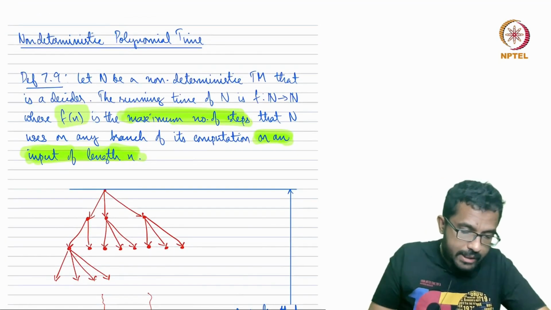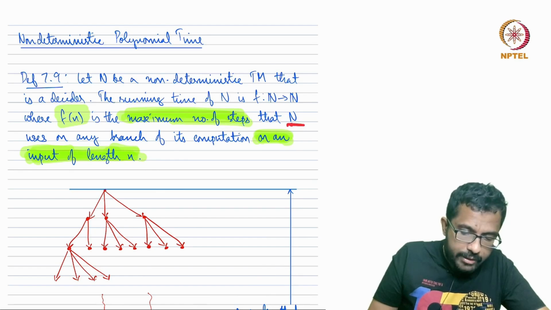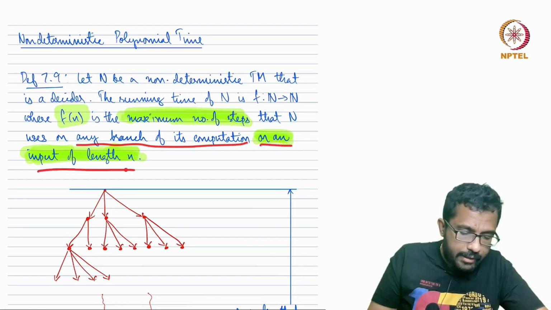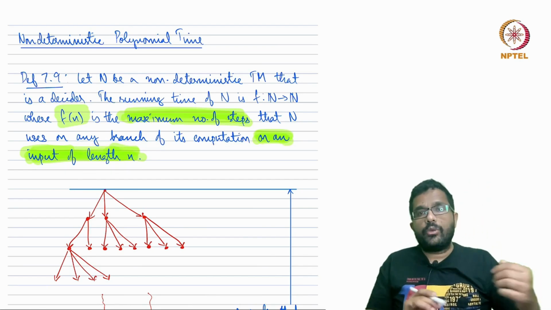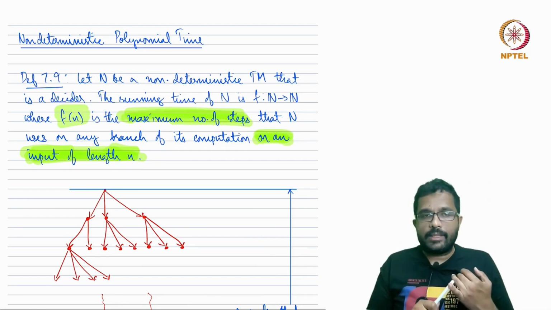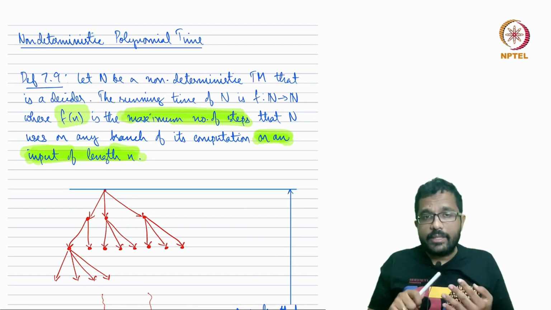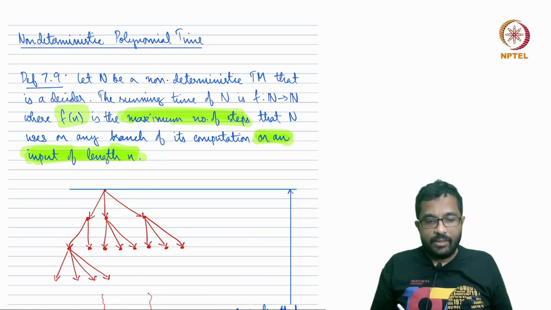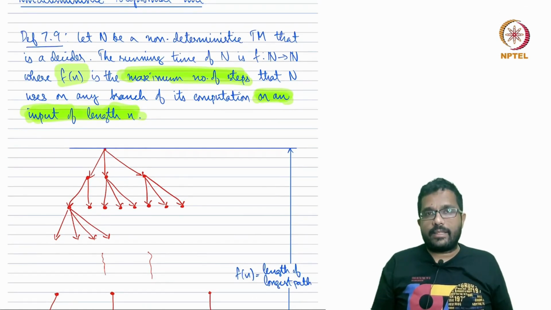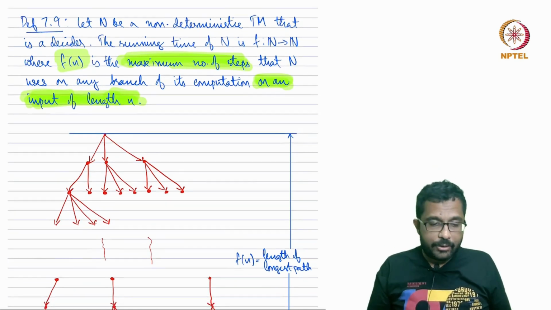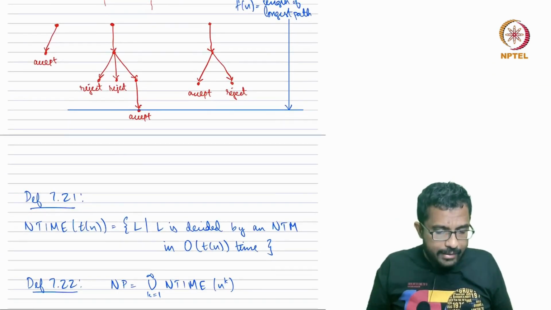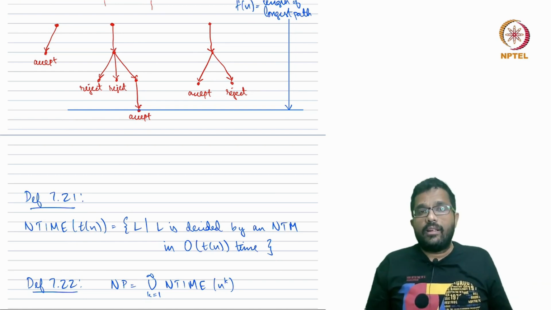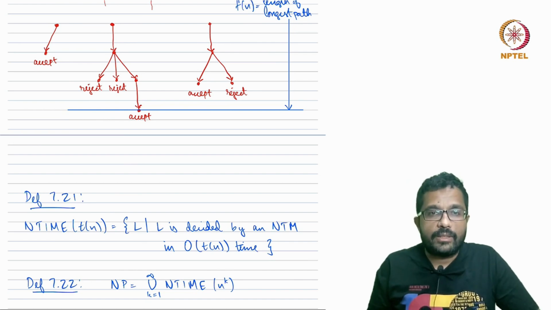So f(n) is the maximum number of steps that the non-deterministic Turing machine N uses on any branch of its computation on any input of length n. So you have to maximize over all the inputs of a certain length, and for each input over all the branches of computation, you want to see the maximum number of steps. That's how we assess the time complexity of a non-deterministic Turing machine. Given this, the rest of the definitions are fairly straightforward once we understand how the time is measured for a non-deterministic Turing machine.